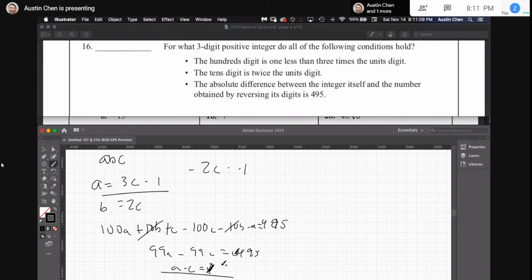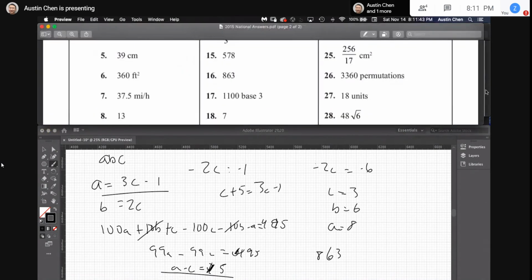Yes. Okay, so then this is 5. So we have C plus 5 equals 3C minus 1. Negative 2C equals negative 6. C equals 3. And then B equals 6 and A equals C plus 5, so 8, right? So then that's 863. Yeah, we have 863.